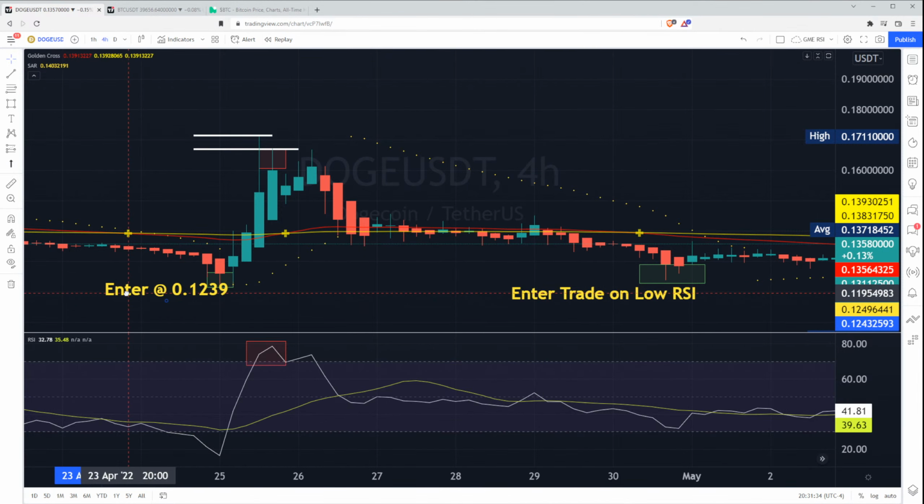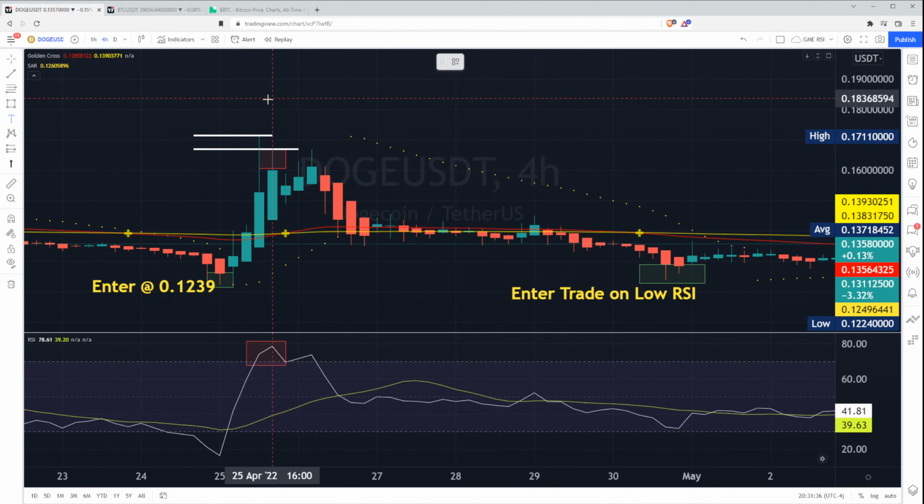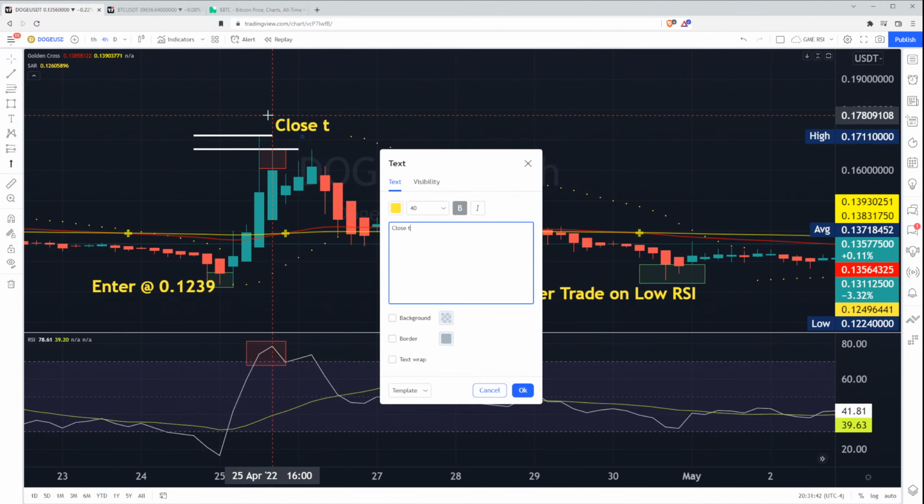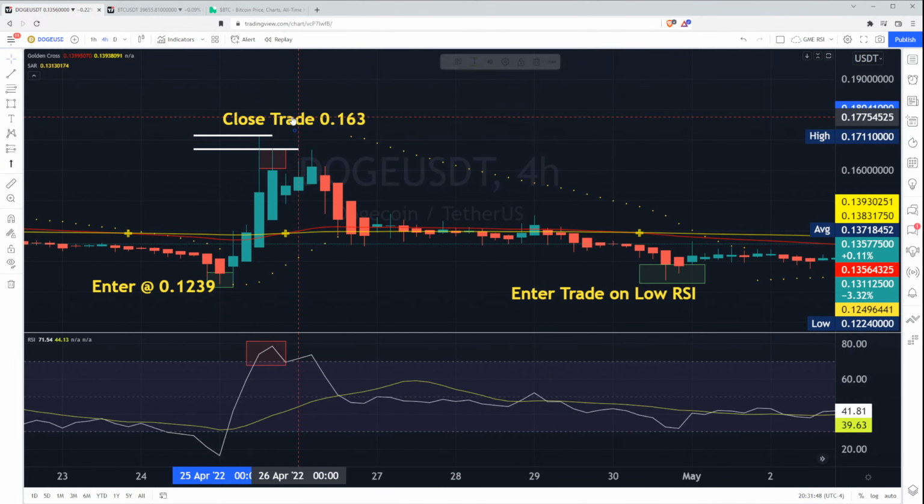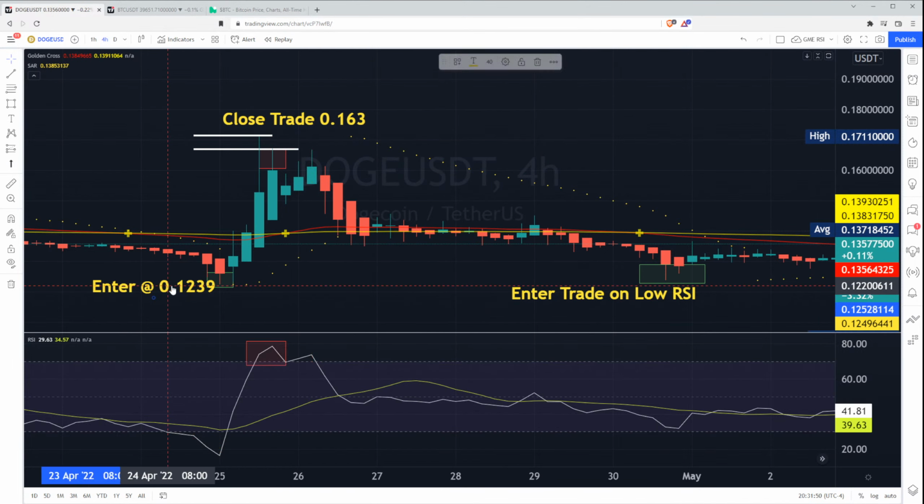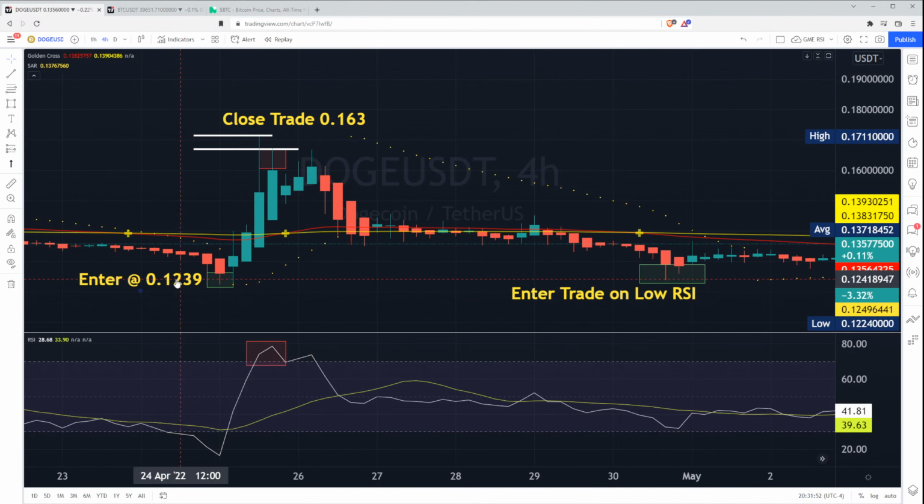$12.39, you enter. And this is on the 4 hour, and then you close your trade around 16.3. And then boom, you're out of the trade. You secure your profits. Pretty good gains right there from 12.39. And this is on the 4 hour time frame.